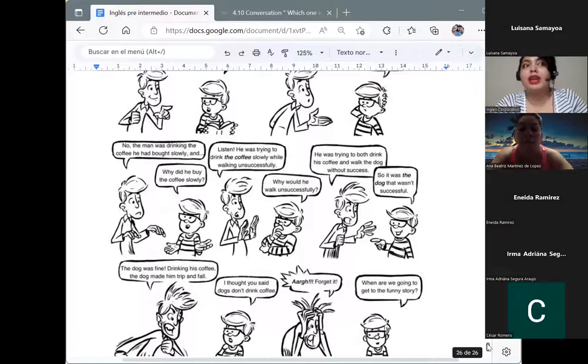En ese caso, el chico no entendió el punto de la historia. The first guy is wanting to say that he saw a man walking his dog, but he was drinking his coffee. And he has like a kind of hard time walking the dog and drinking the coffee. So the dog made him trip and fall. And that was the funny story. But the guy is not like understanding the meaning of the story because he's like focusing in other parts of the story. Es un poco confuso para uno de los chicos, ¿verdad? La historia, porque hay frases que no tienen como un sentido exacto.